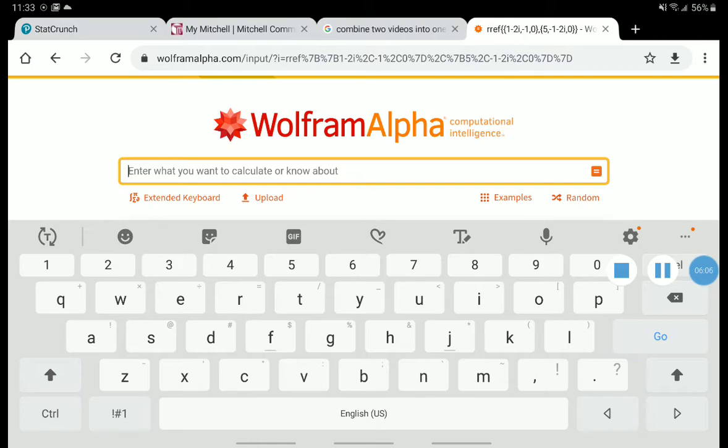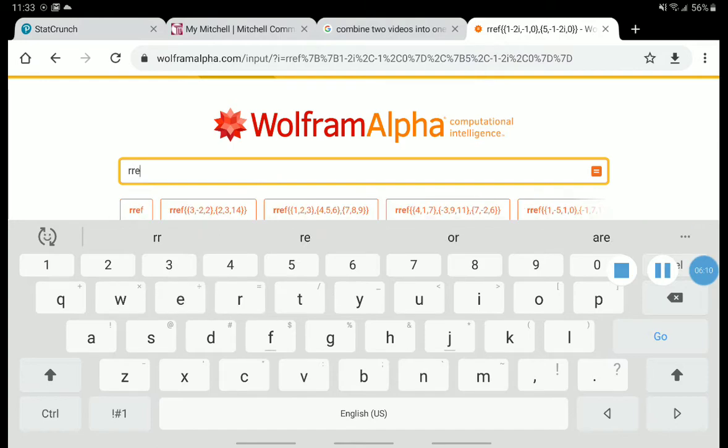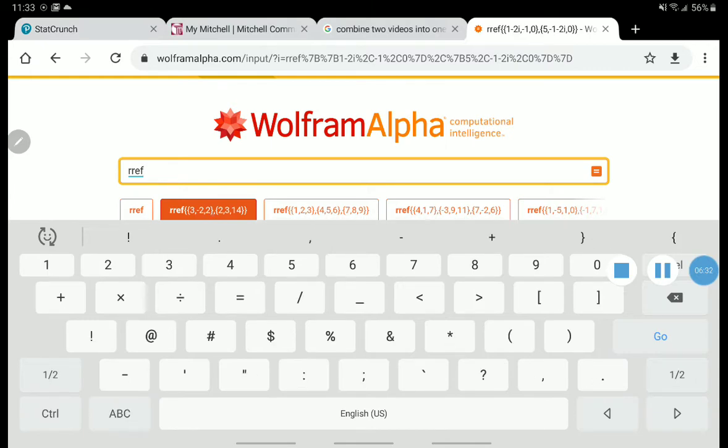So we're on wolframalpha.com, and we want to do RREF. Notice when we type in RREF, it's giving you the format here. So you have to use the curly brackets, those are called Victorian brackets, around the entire matrix and then around each row individually. And we're separating each row with a comma and each entry in the row with a comma. So I'm going to go to my Victorian brackets.